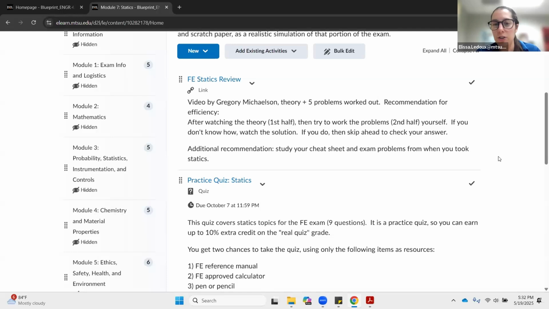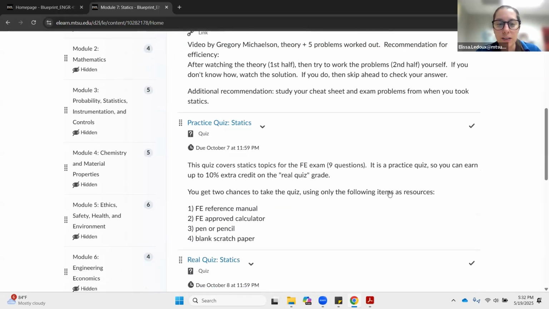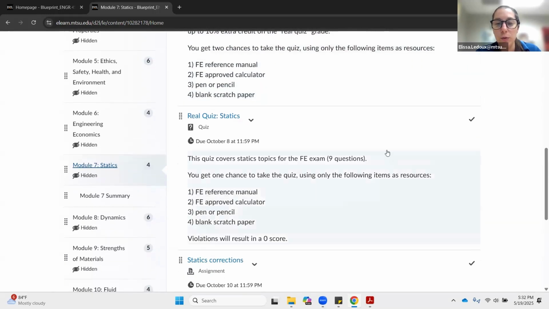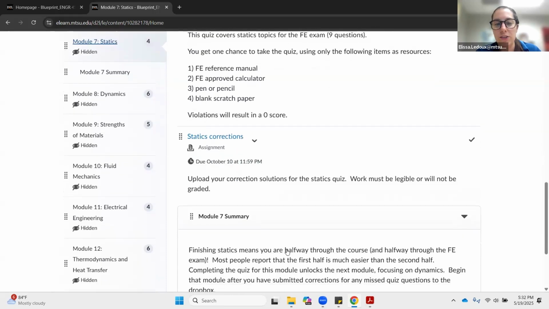But also studying your cheat sheet and any problems from when you took the course is really good practice, because there is such a variety of things that they can ask you. But definitely you'll need to know how to solve for something in equilibrium, how to find area moment of inertia, and how to solve a truss. Those would be the 3 biggest things to know. So then there is the practice quiz, 2 chances on that. There is the real quiz, 1 chance on that, and then the drop box for corrections.